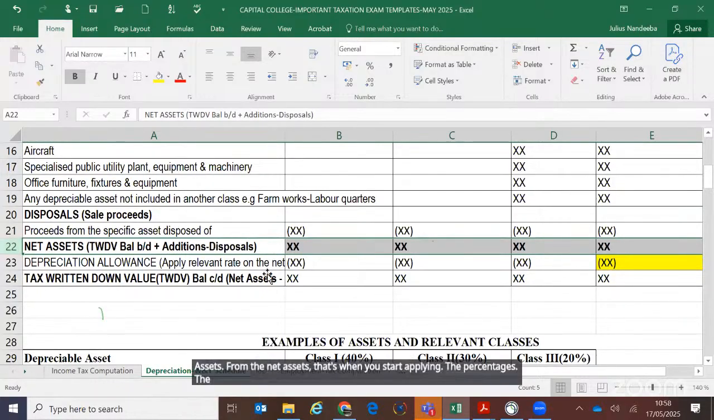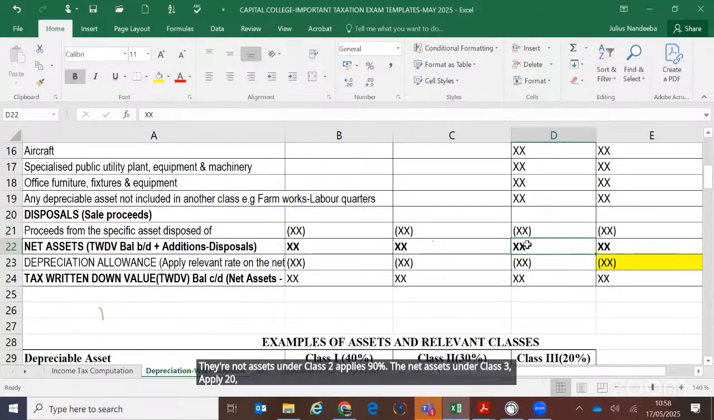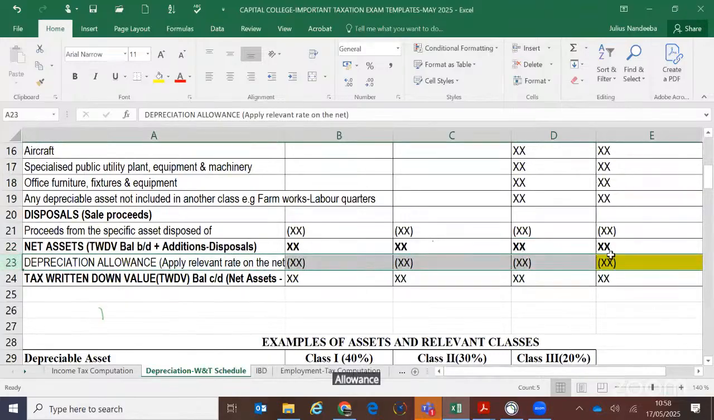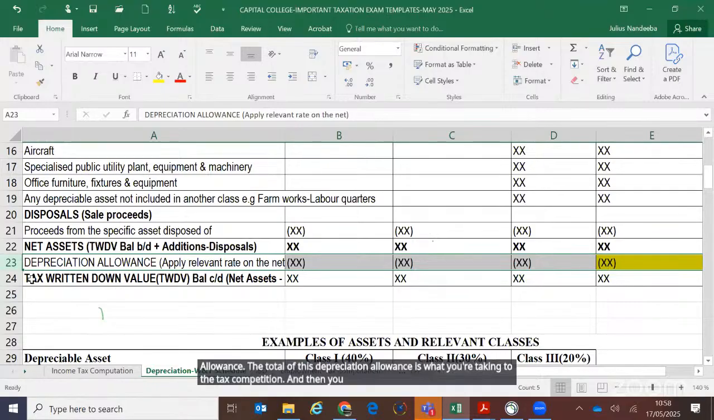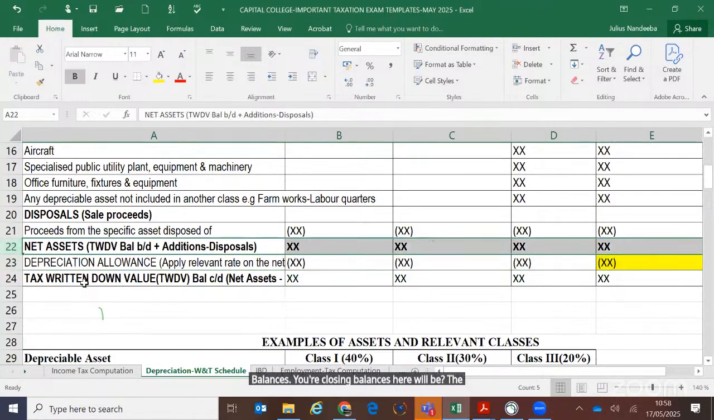The net assets under class 1 apply 40%. The net assets under class 2 apply 30%. The net assets under class 3 apply 20%. And you'll be getting what we call depreciation allowance. The total of this depreciation allowance is what you're taking to the tax computation. And then you can get your closing balances. Your closing balances here will be the net assets minus depreciation allowance. And you'll be good to go with the wear and tear schedule. You're not going to get 1 mark from the wear and tear schedule. The minimum you get from the wear and tear schedule is about 3 marks.